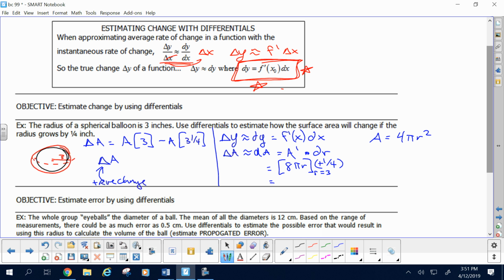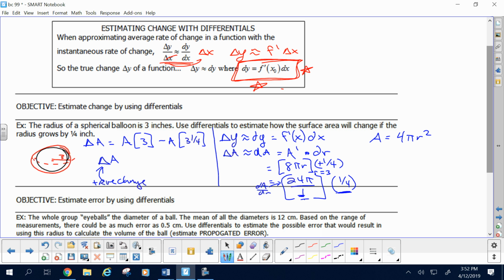If I look at that then, when I find 24 pi, I'm going to put that over 1 for a reason, and I'll tell you why, times 1/4. This 24 pi over 1 has meaning. That's A prime or dA dr, which is to say it's a rate of change. The area is growing by 24 pi square inches for every radius change of 1 inch. There's a ratio of change of 24 pi changes in area to 1 inch change in radius. But I'm not changing a full inch, I'm only changing by 1/4 inch.